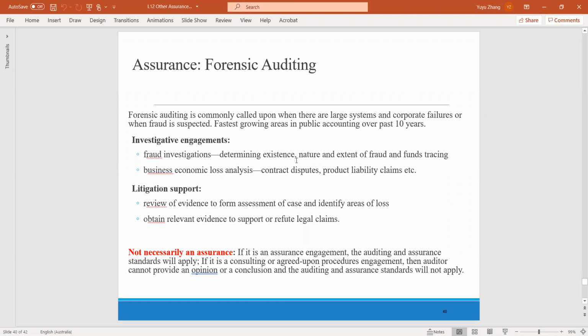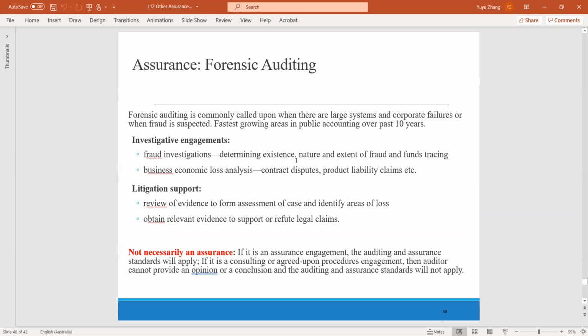Last piece, forensic auditing. I would only have one question here. Maybe two questions. What is forensic auditing? Is this auditing or is it not an audit? Okay, I answer my question by myself.